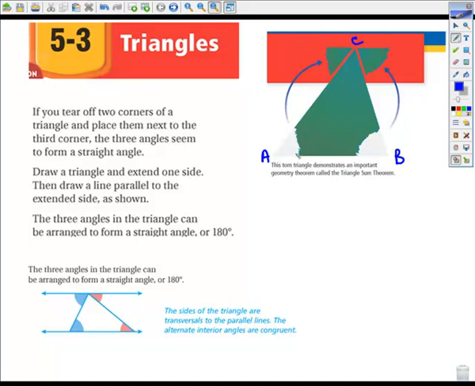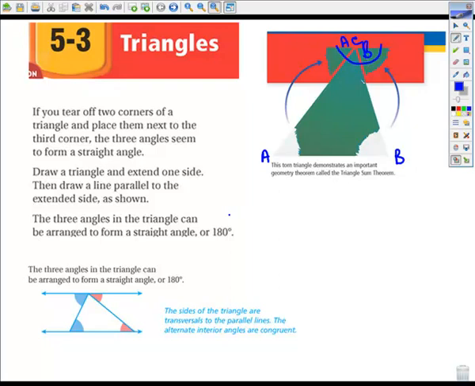If you rip off angle A and rip off angle B, and line them up here, so there was angle A, there was angle B, you can see that together they form this straight angle. And we know from our previous work that a straight angle has 180 degrees. So this torn triangle demonstrates an important geometry theorem called the triangle sum theorem. This shows you essentially why the three angles in a triangle add up to 180 degrees.